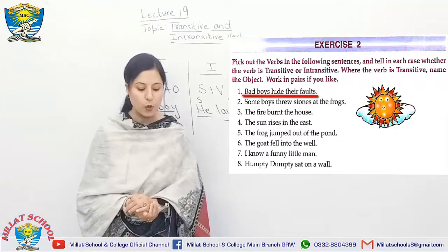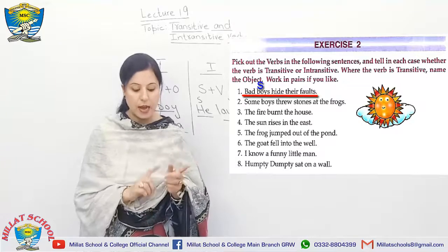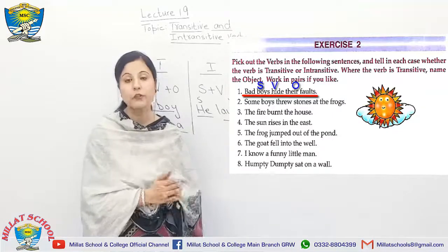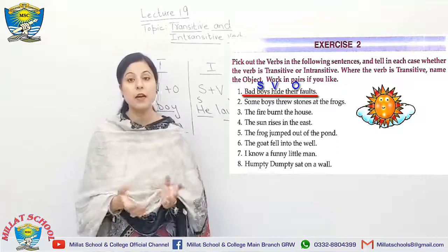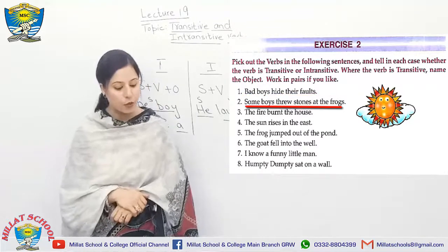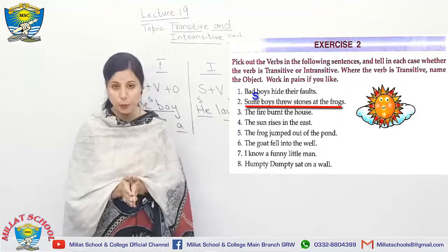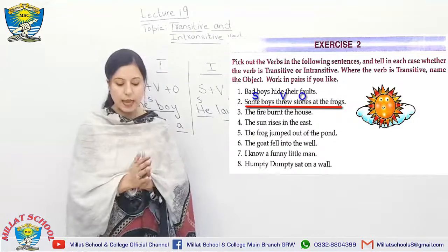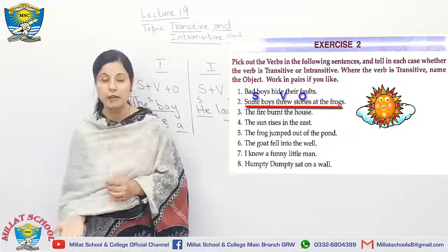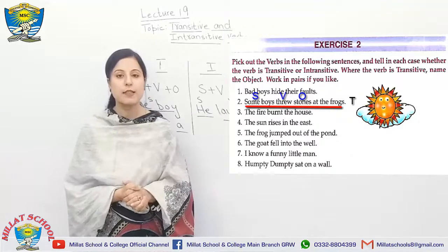For example, number 1, bad boys hide their faults. What is this? Bad boys is your subject. Hide is your verb and their faults is your object. So this tells us that in this sentence we are followed by an object, which tells us that this is our intransitive or transitive. What is it? It's your transitive verb. Exactly. Have a look on number 2. Some boys threw stones at the frogs. Some boys is your subject. Threw is your verb. Stones is your object. At the frogs is your direction. The preposition has been followed by another object. So this is again here that we can see an object has been followed by some verbs. So this is again your transitive.